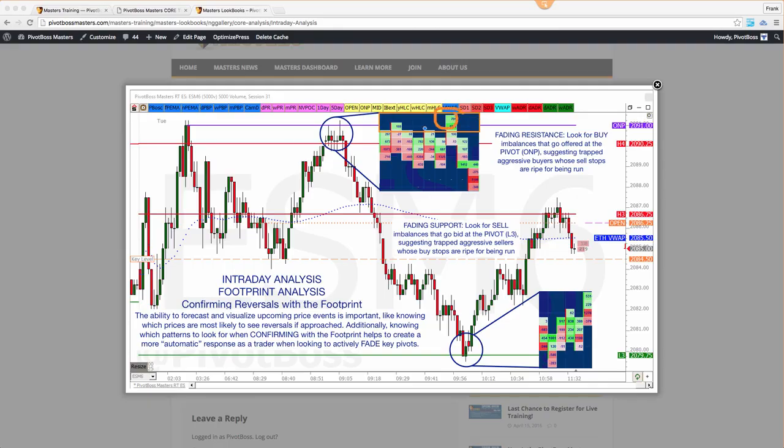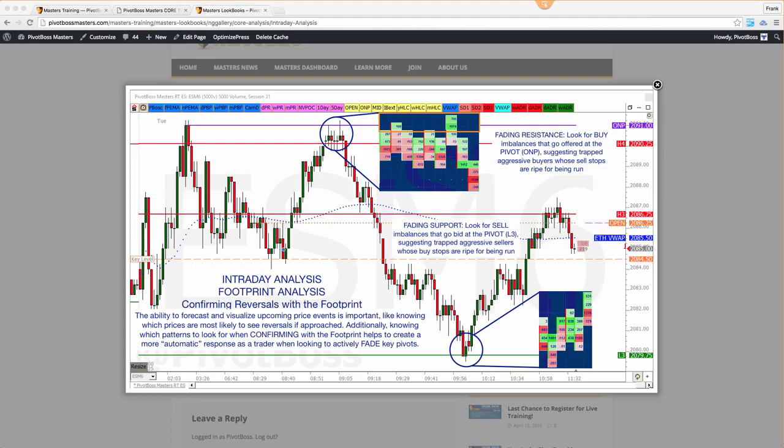And that's what this is looking at. It's looking for those large imbalances to form at these levels. And then if price goes offered immediately, that rejection right there implies that there could be a stops run that leads to a momentum move in the opposite direction. So that's really what we're looking for when we're looking to confirm any move at any of these key levels, whether it be the open price, a Camarilla pivot, a previous high-low close, or VWAP, or whatever the case may be.